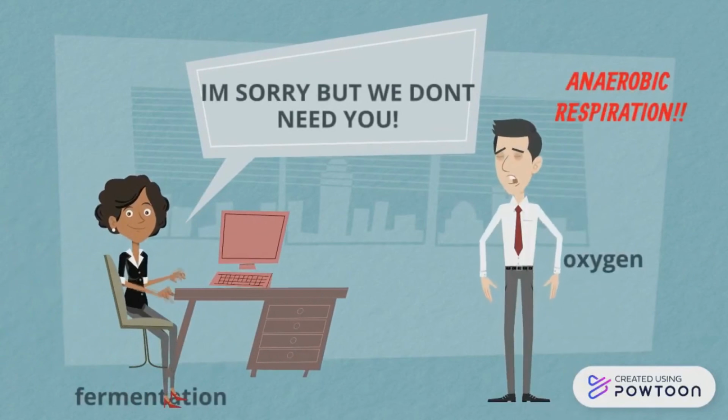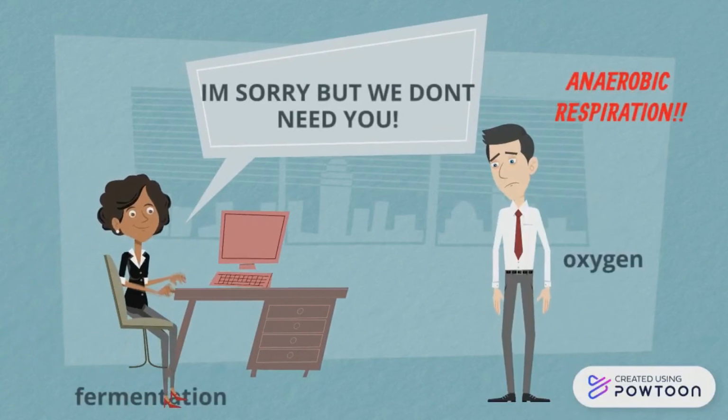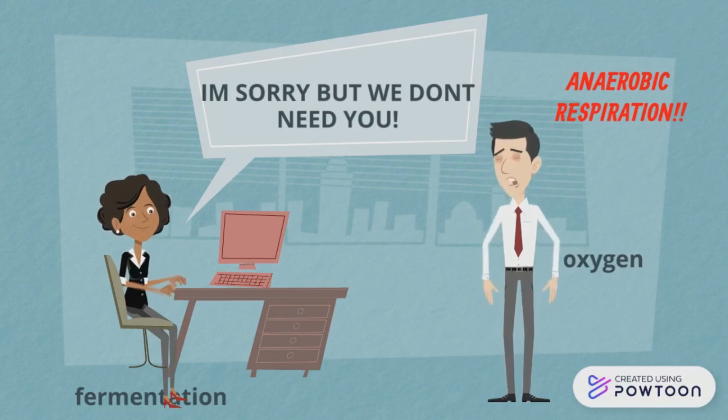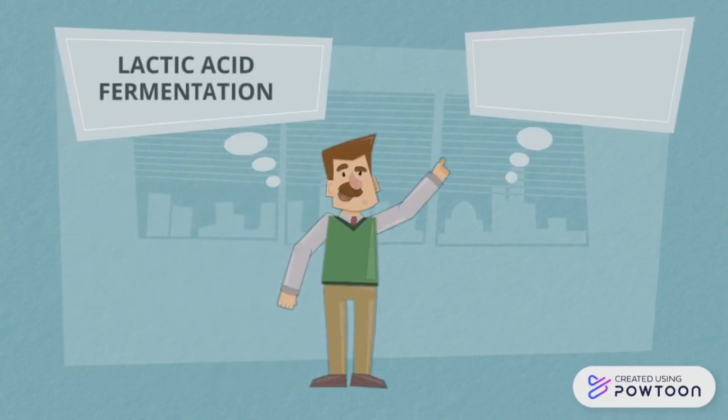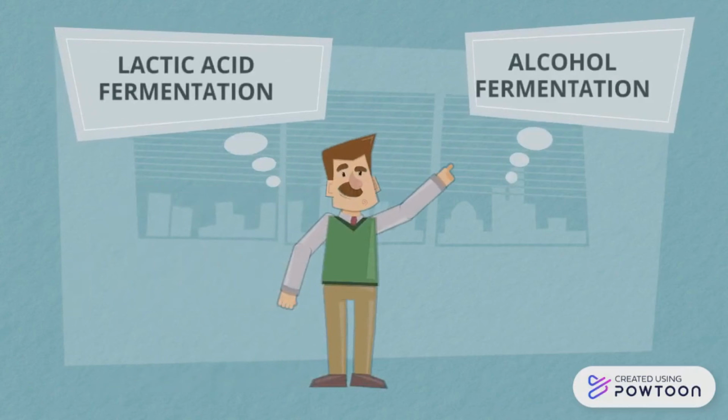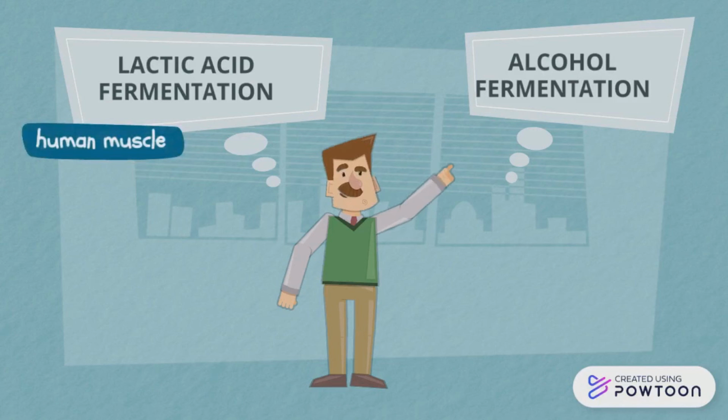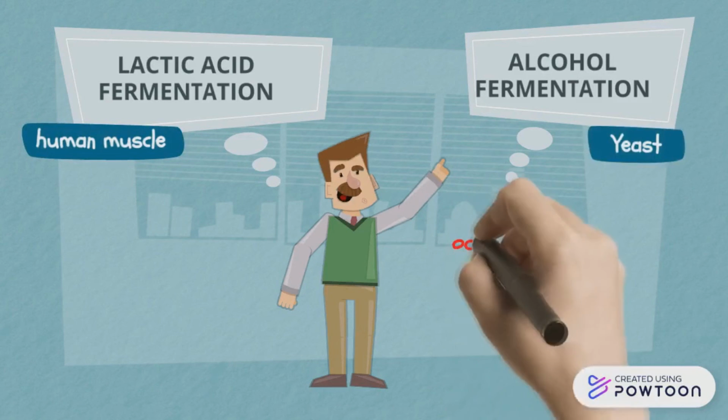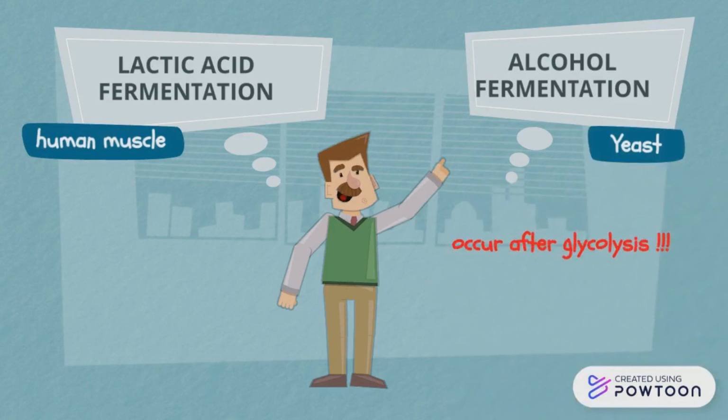Okay, fermentation ni dia anaerobic respiration. So, fermentation ni dia tak perlukan oksigen pun untuk hasilkan ATP. Fermentation can be divided into two, lactic acid fermentation and alcohol fermentation. Lactic acid fermentation happen in human muscle cell, while alcohol fermentation happen in yeast. These two fermentation process will occur after glycolysis.